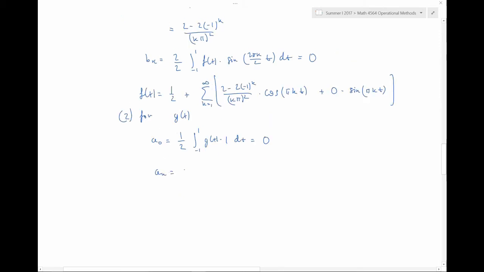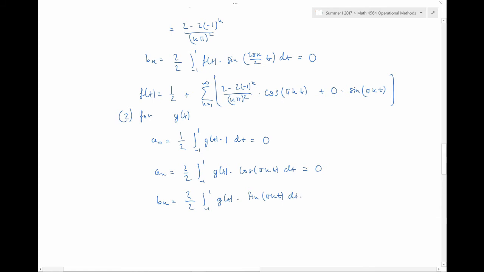ak is going to be 2 over L, the integral from -1 to 1 of g of t times cosine of pi kt dt. I do know that g of t is odd, cosine is even, the product of the even and odd function is going to be odd, and this integration is just going to be 0. bk is going to be 2 over 2, the integral from -1 to 1 of g of t times sine of pi kt dt.